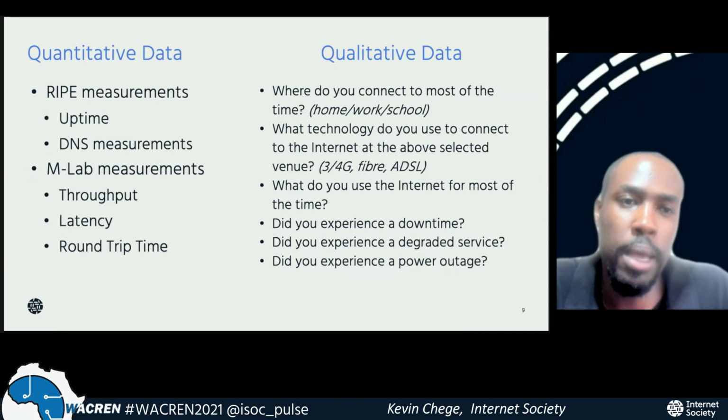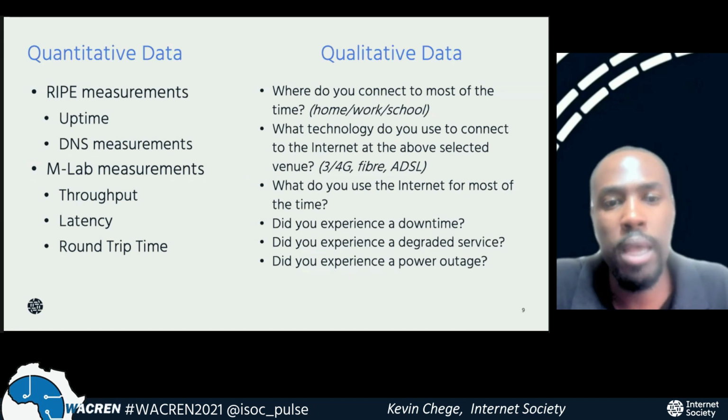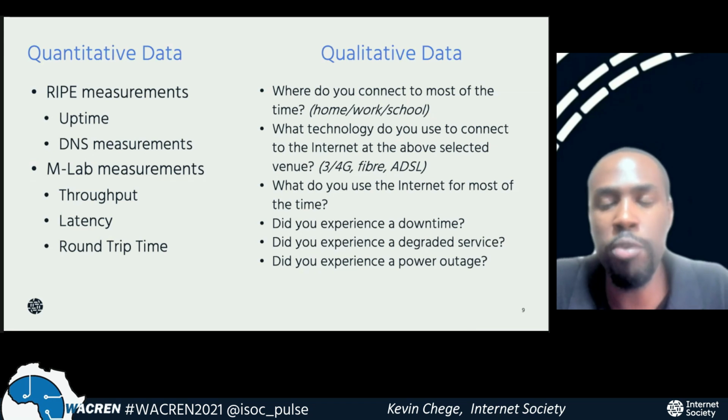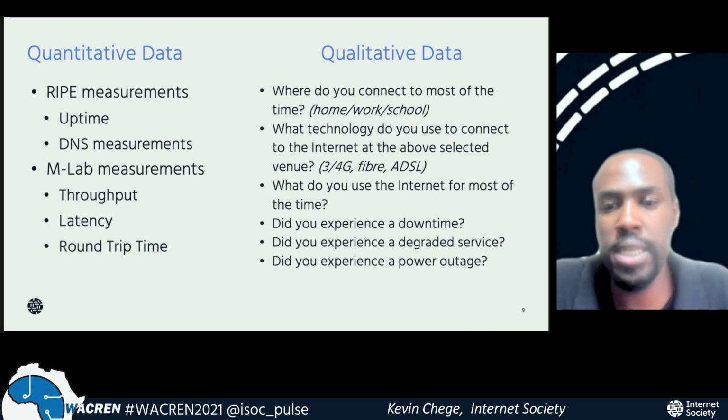So some of the metrics, quantitative data for RIPE, we want to look at uptime, DNS measurements, MLab throughput, latency, and round trip time. We're already collecting that. Qualitative data, we want to get more information about actual connections. Where are they? Are they at home? Are they at the office? Is it fiber? Is it 3G? Is it ADSL or something else?